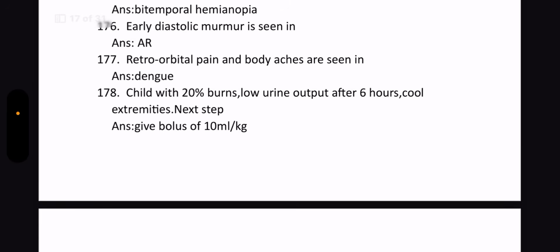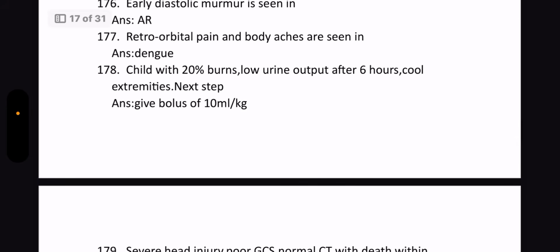Next, early diastolic murmur. Answer is aortic regurgitation. Next, retroorbital pain and body aches. Answer, dengue. Next, child with 20% burns, low urine output after 6 hours, cool extremities.